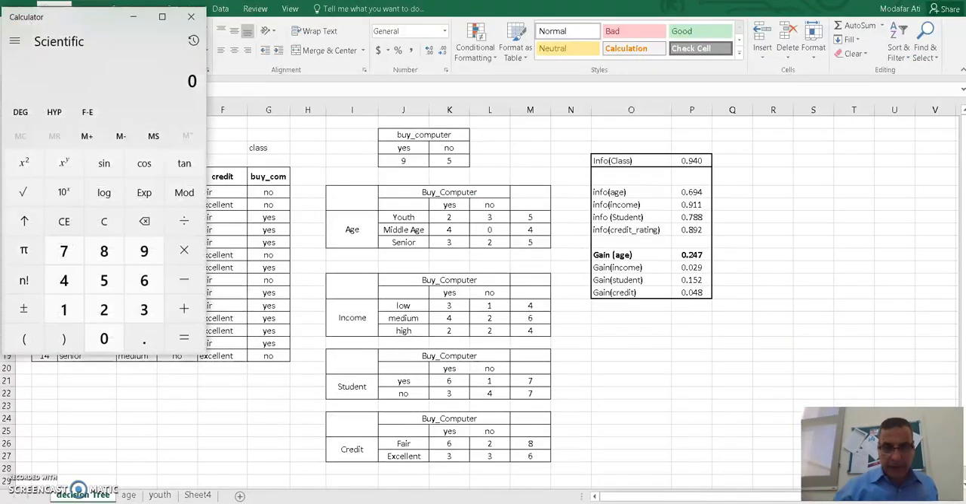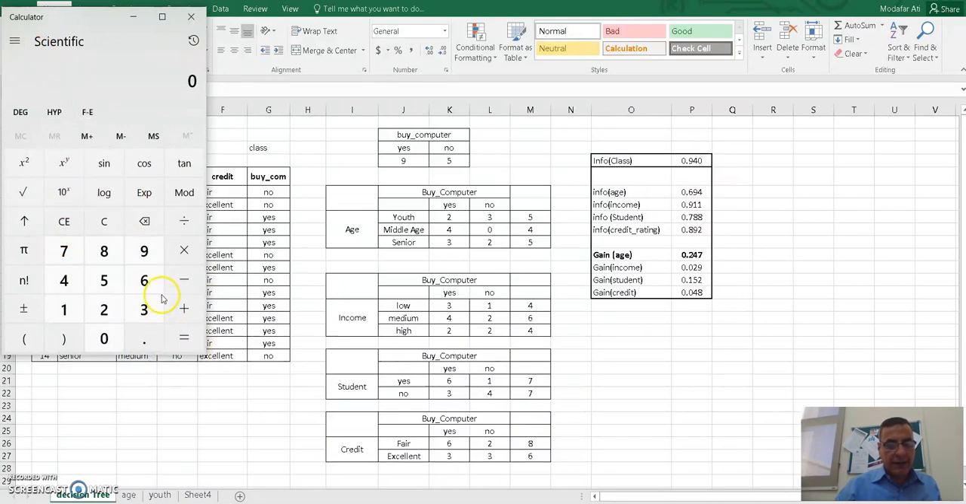Can I get a calculator? All right, here's a calculator here. If I can remember this, hopefully. You need to have the ln, and that will help you to do the other one, right?